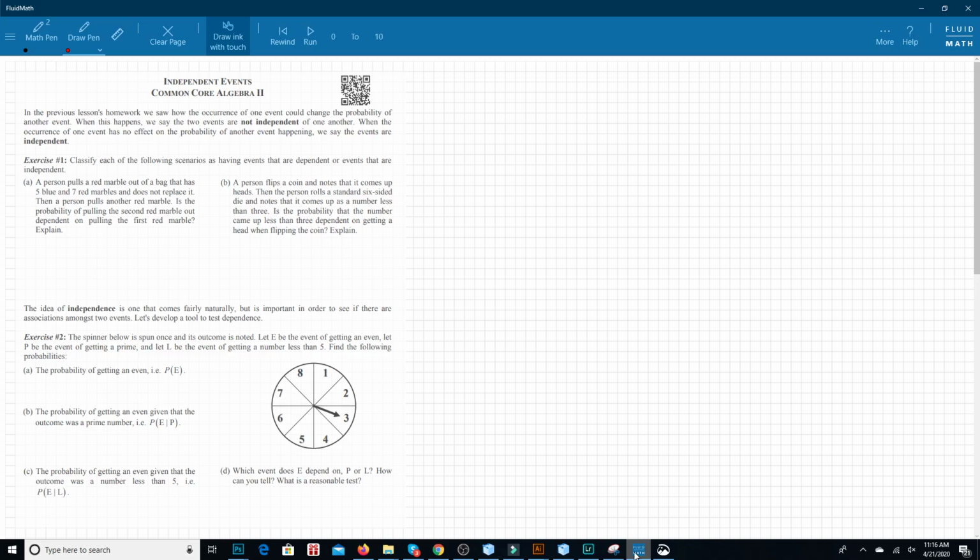C says the probability of getting an even given that the outcome was a number less than 5. So remember, there are restrictions on the overall results. Less than 5, there are 4 numbers. Even, so it's 2. Sorry, actually it says given that the outcome was less than 5, so the total outcome that you had was less than 5. Now the probability of an event over that, so that's going to be 2 over 4, which is going to be 1/2. If you understand what I'm saying.